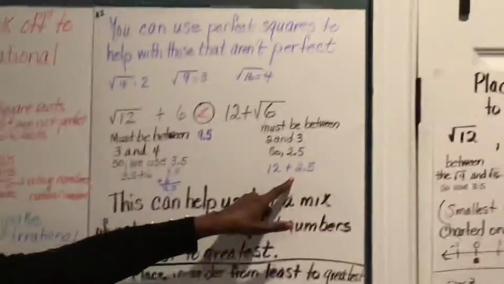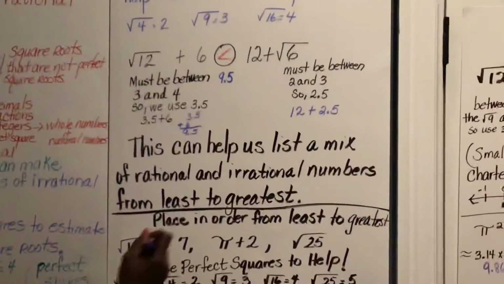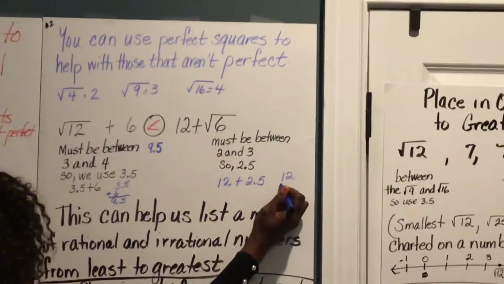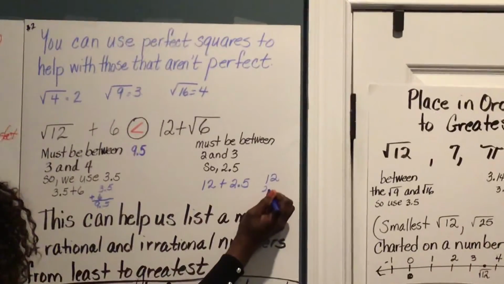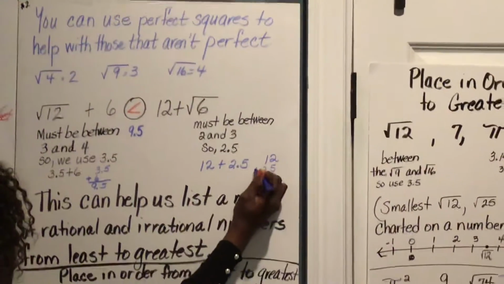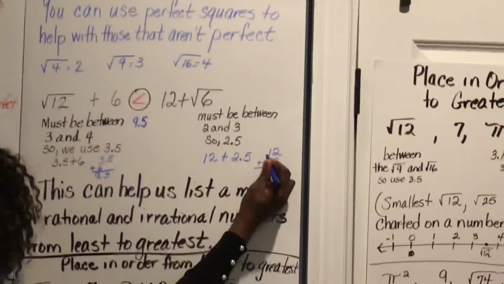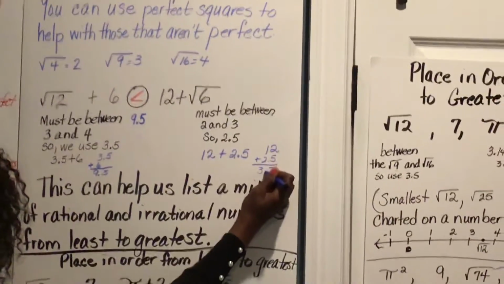So then we're going to say 12 plus 2.5. And we need to make sure we line that up right. So we've got 12. And then we've got our 2 here because 2 is a whole number. Did I do that correctly? Yes, ma'am. So that's going to give us 3.7.